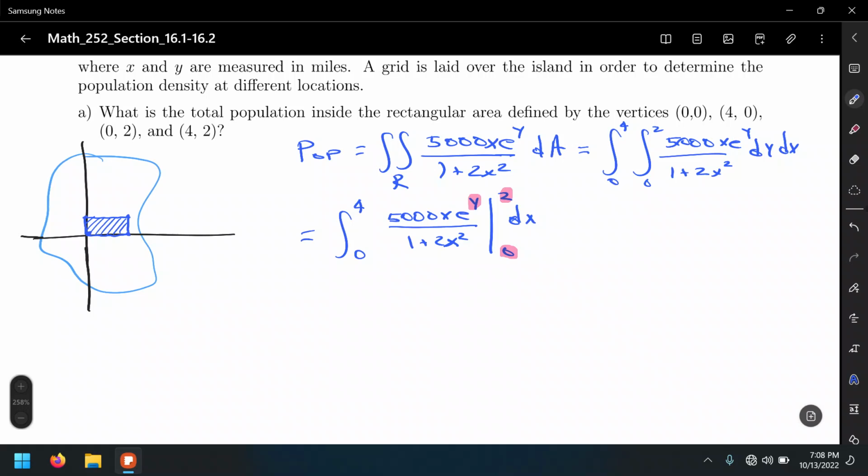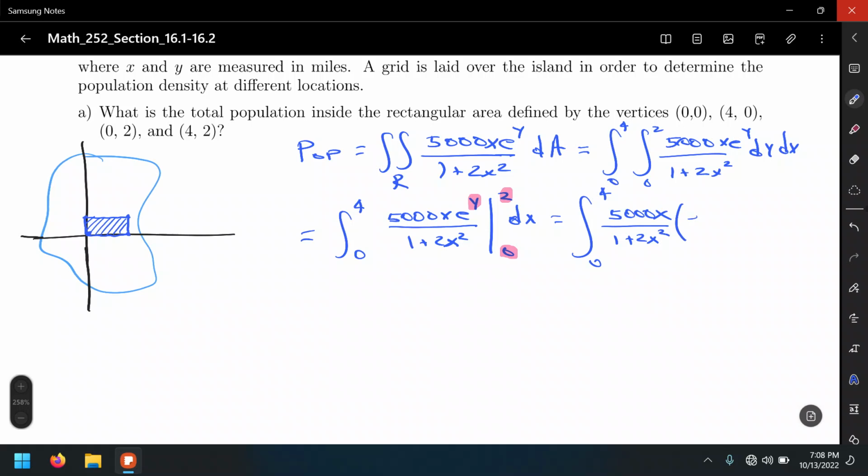And that with respect to x. So I will continue highlighting these limits in the variable we're supposed to plug in, just to remind ourselves that we're just evaluating one variable at a time. All right. So that'll be the integral from 0 to 4 of 5,000x over 1 plus 2x squared.